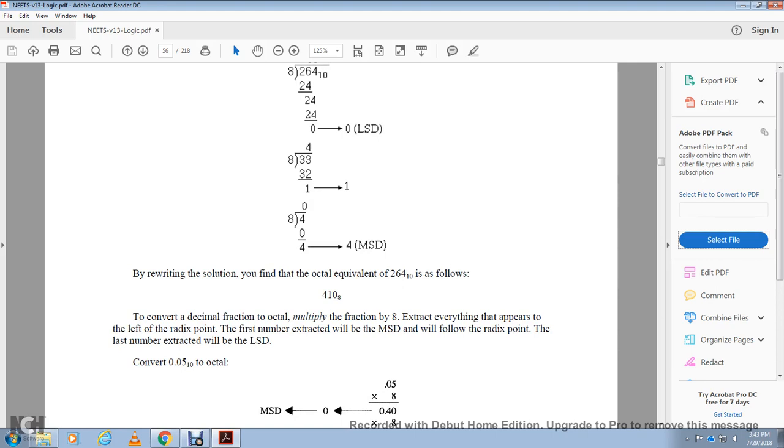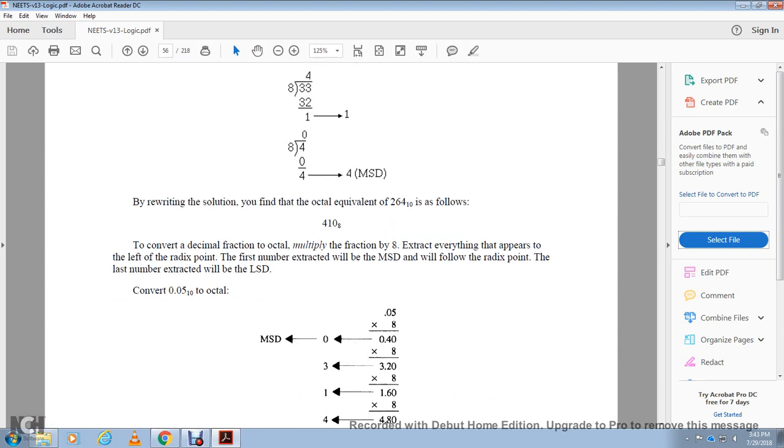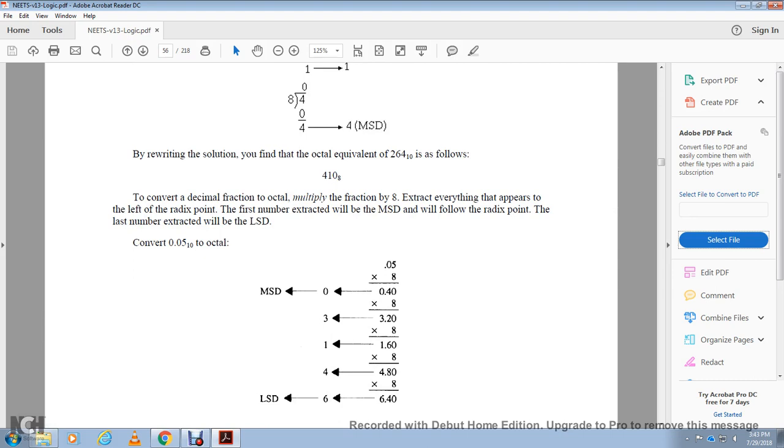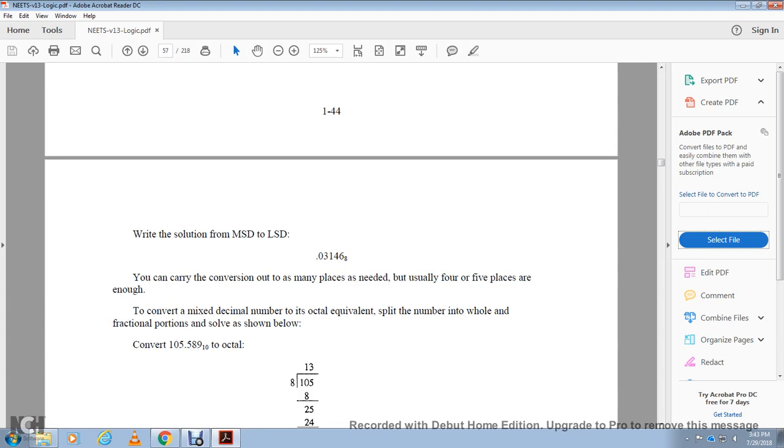To convert the decimal fraction, multiply the fraction by 8 and extract everything that appeared to the left of the radix point. The first number extracted will be the most significant digit, following the radix point, and the last will be the least significant digit. So you take 0.8 times 8, which is 6.4, the most significant digit. 0.4 times 8 is 3.2. 0.2 times 8 is 1.6. Write the solution from the most significant digit to the least significant digit. You can carry the conversion to as many places as needed, but usually 4 or 5 places.